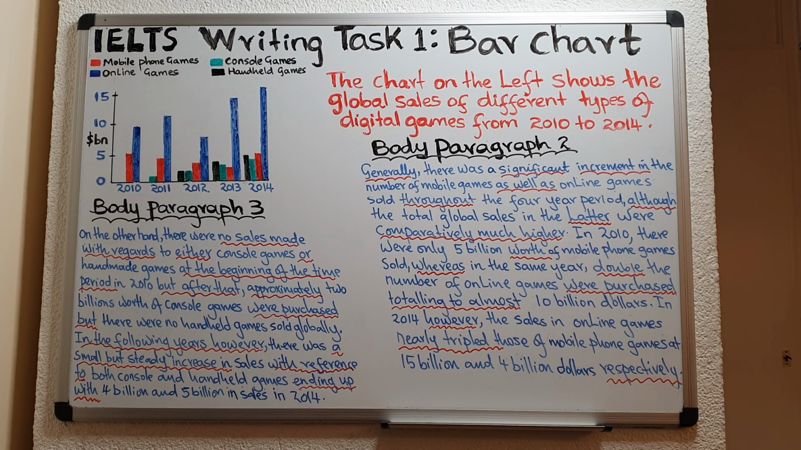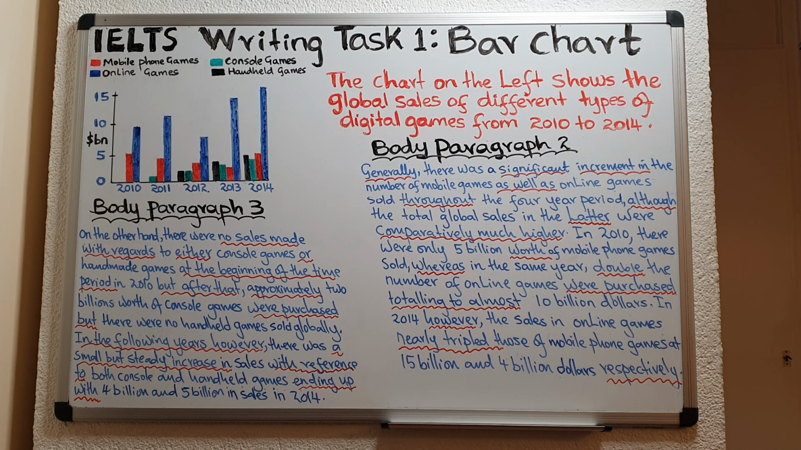So I have now got into the specifics. I'm talking about 2010. There were only 5 billion worth of mobile phone games sold, whereas is a linking word that you use to contrast. Whereas in the same year, double the number of online games were purchased, totaling to almost $10 billion. So we're using the word double because for mobile phones, you have 5 billion, and for online games, you have 10 billion. So it is double.